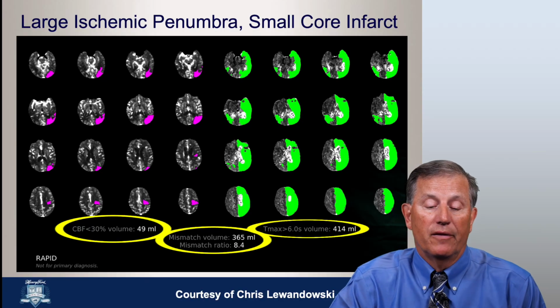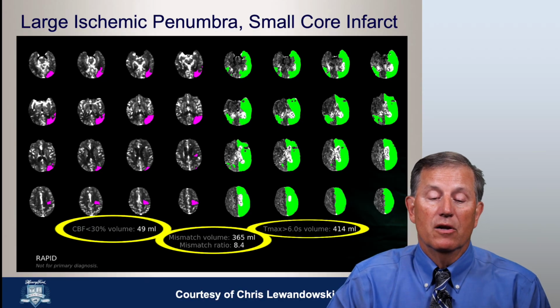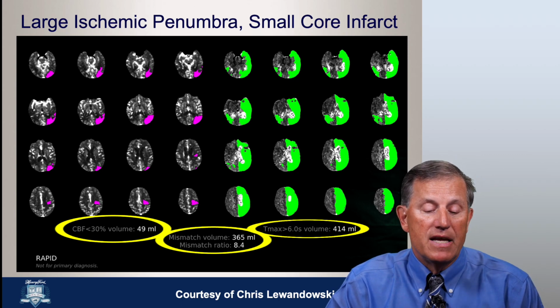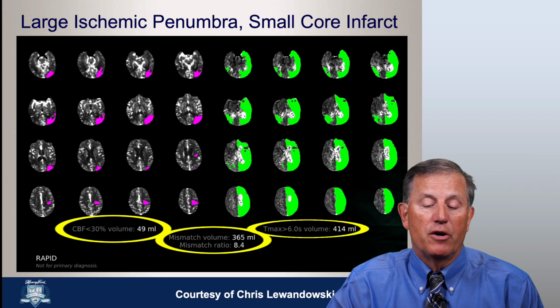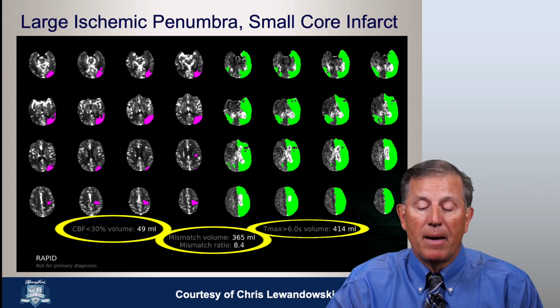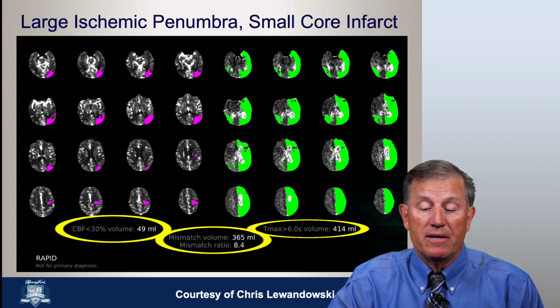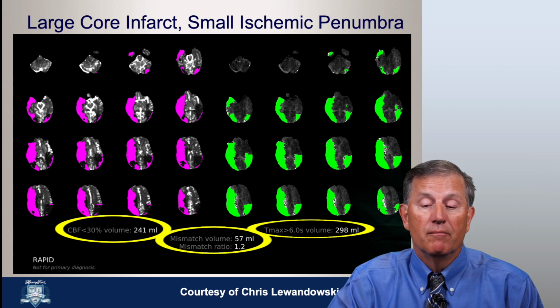So let's take a look at this. If you look at this large ischemic penumbra, small core infarct demonstration, the cerebral blood flow less than 30% is only 50 mLs, and the mismatch volume or the ischemic penumbra is 365 mL. We know that there is a large ischemic penumbra and that aggressive EVT therapies should be utilized.